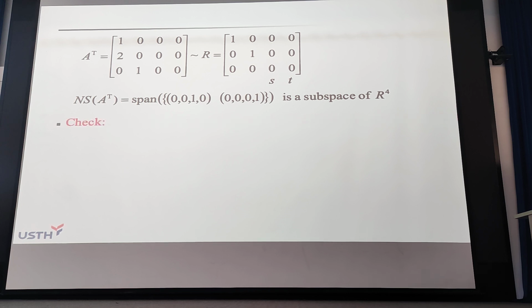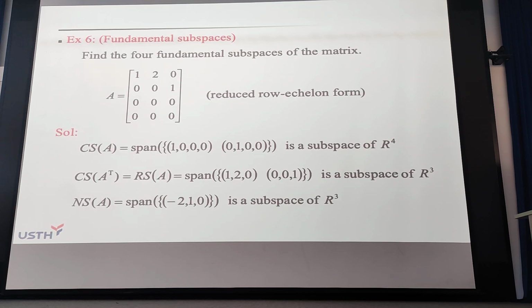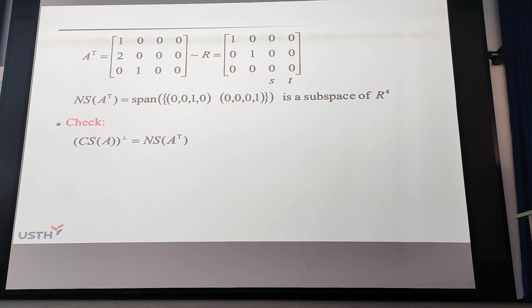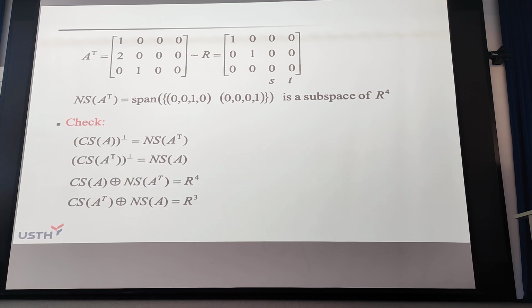So with that, we find all four fundamental subspaces, and then we can verify that the column space is here, the row space is there, the null space here, and the left null space here. Then you can verify that the orthogonal complement of the column space of A will be that one, and I will leave it for you to verify during your exercise.